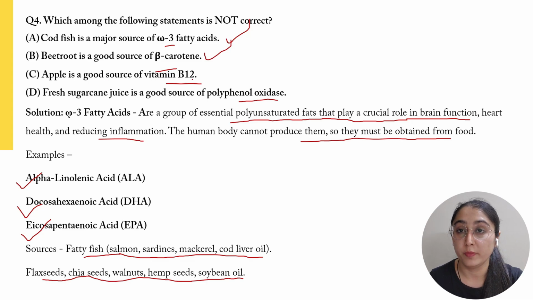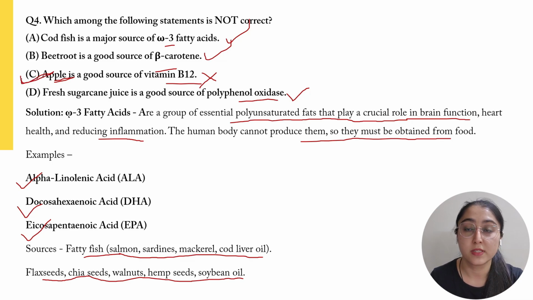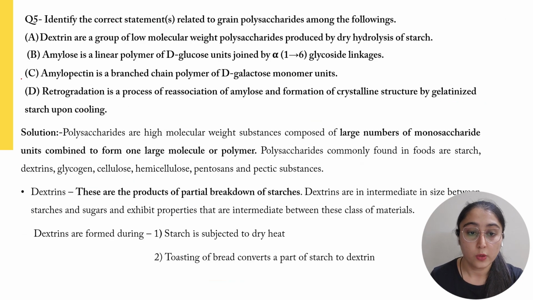Apple is a good source of B12. So, this is a wrong statement since we have seen the vegetarian sources such as apple do not contain vitamin B12. And then fresh sugarcane juice is a good source of polyphenol oxidase, which is again a correct option. And the question says which of the following statement is not correct. Therefore, the only statement which is not correct is option number C is the correct answer to this question.